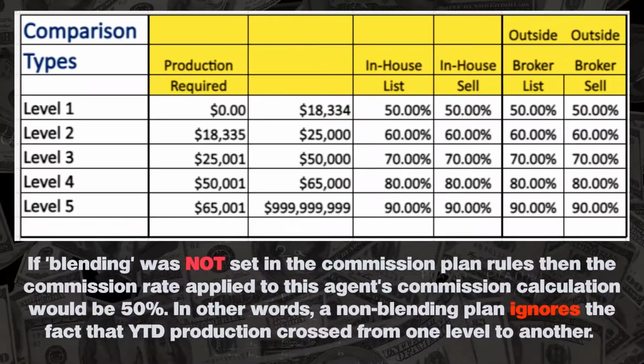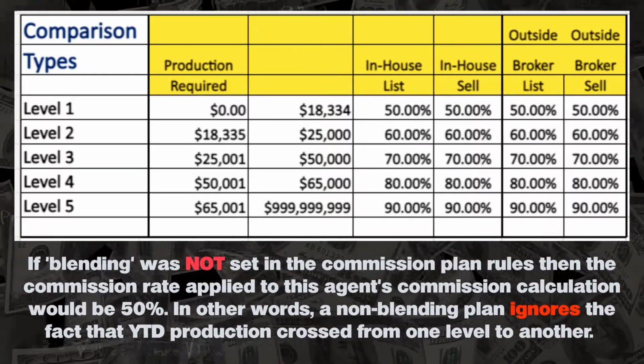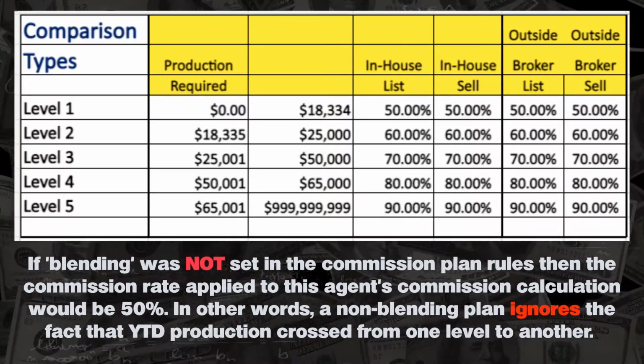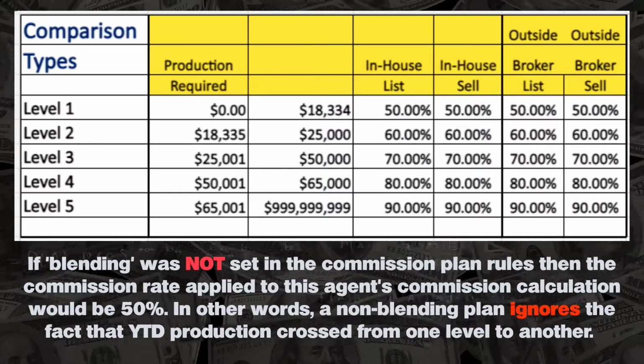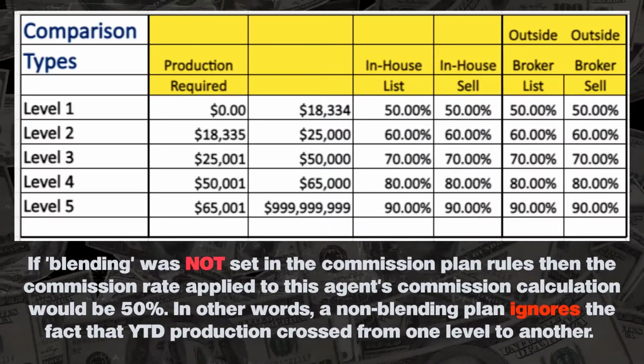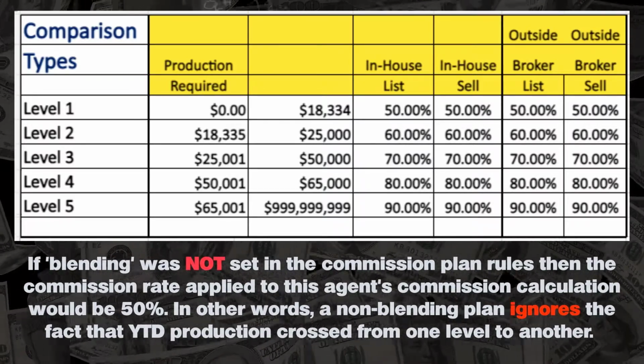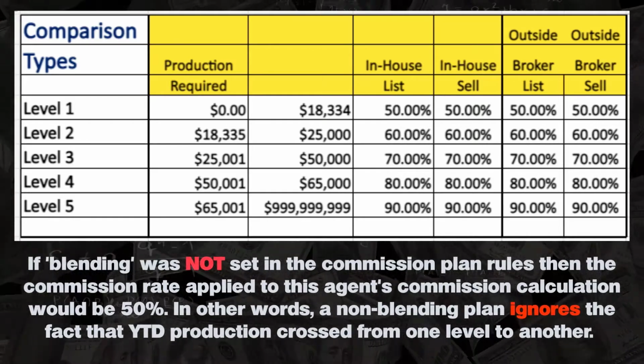If blending was not set in the commission plan rules, then the commission rate applied to the agent's commission calculation would be 50%. In other words, a non-blending plan ignores the fact that the year-to-date production crossed from one level to another.